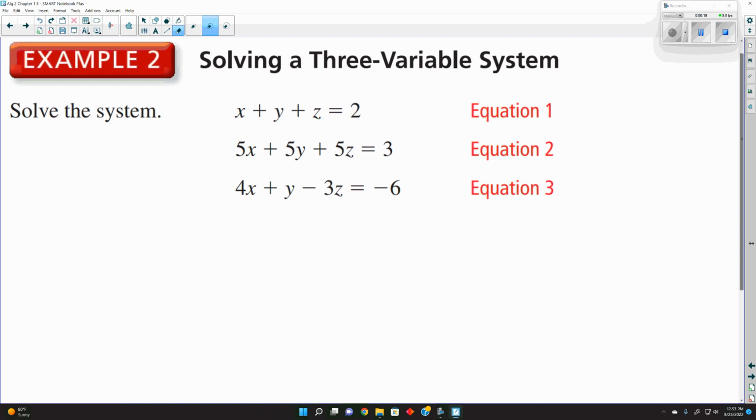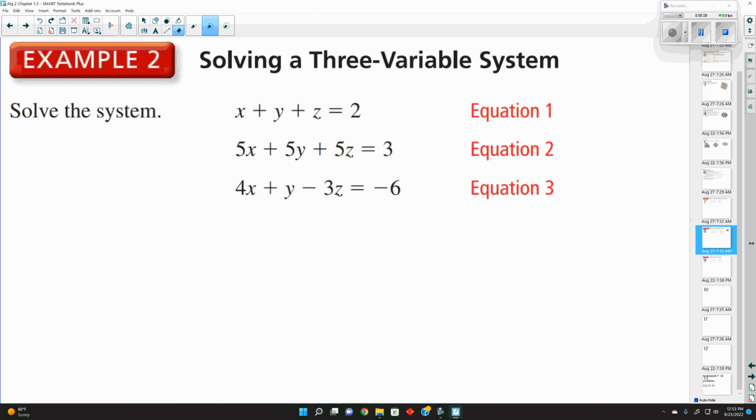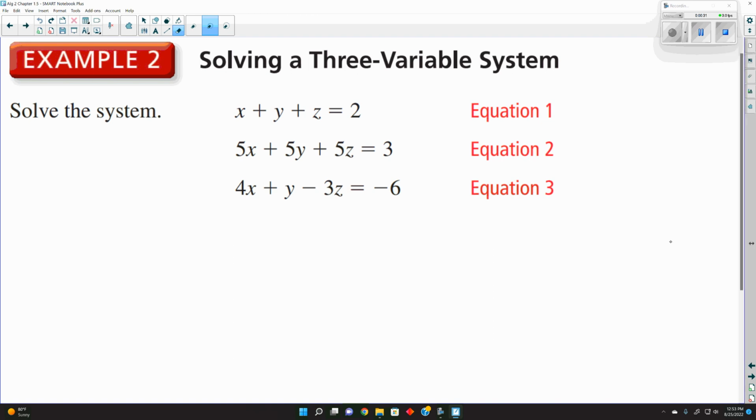Now, one of the first things we need to do is to eliminate a variable from all three. We need to eliminate a variable from all three equations. x, y, or z, which one do we want to eliminate first?